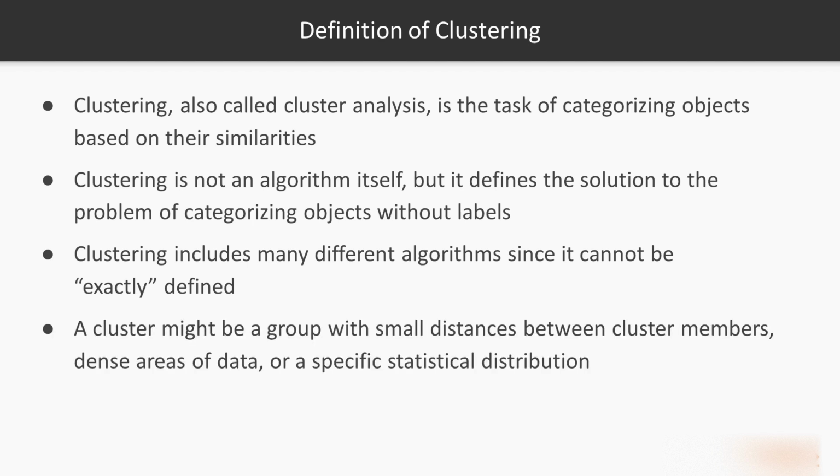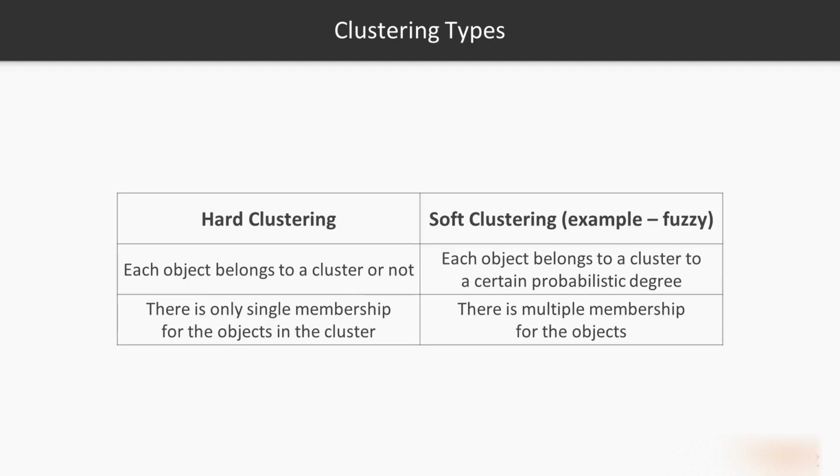A cluster might be defined as a group with small distances between cluster members, the dense areas of the data, or specific statistical distributions. There are mainly two types of clustering in general: hard clustering and soft clustering. In hard clustering, each object belongs to a cluster or not. Thus, there is only single membership of the objects in the cluster.